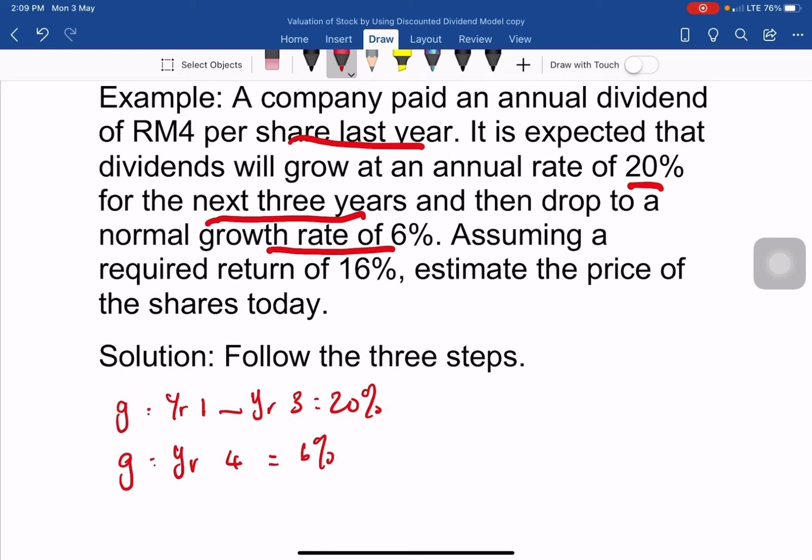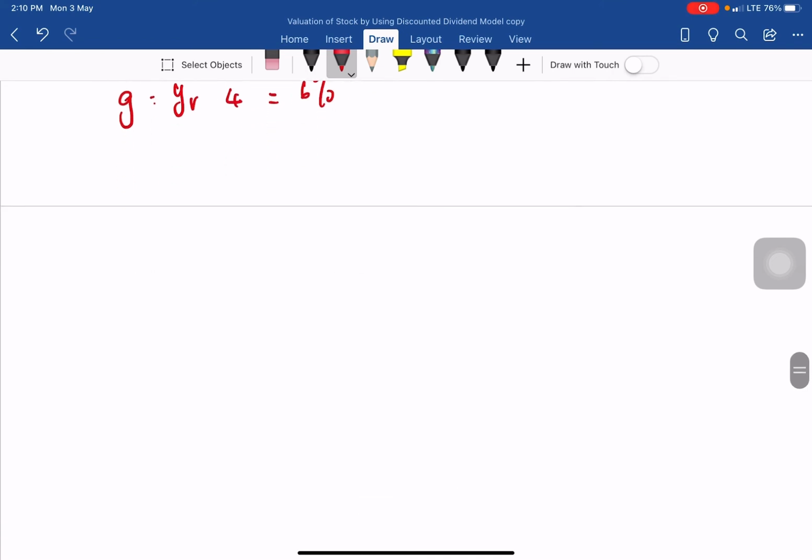Okay. So before the G change maksudnya berapa tu? G change at year 4 kan. So kita kena cari sampai P3 lah. Okay, assuming the required rate of return 16%. So this is K. Estimate the price of the share today. So follow the 3 steps. Okay. Alright, so we are going to do step number 1 first.